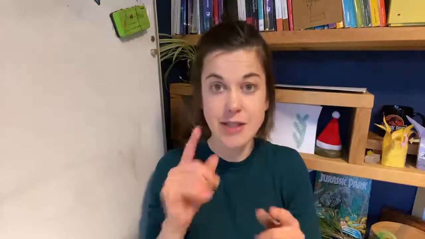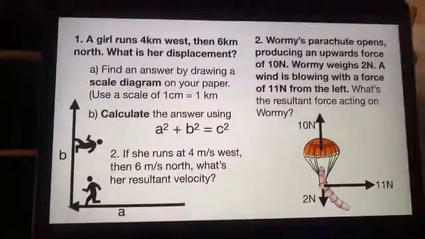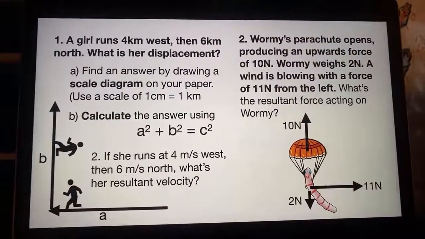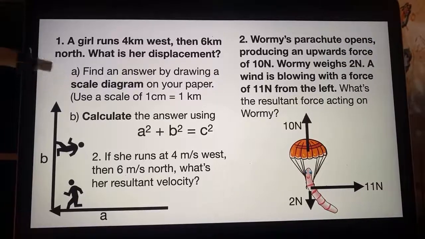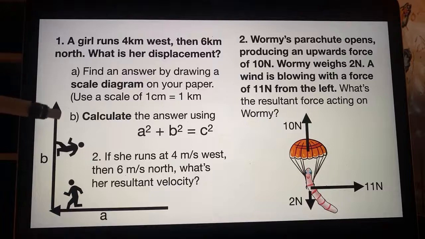So your scale is 1 centimetre equals 1 kilometre. They might ask you to do this in an IGCSE. So you can't just throw Pythagoras' theorem at it, even if you love Pythagoras. You've got to draw out the scale diagram, please, and then actually measure it like we did with the ant example. And B, can you then calculate the answer using a squared plus b squared equals c squared and see if you get the same answer? Question number 1, 2. If she runs at 4 metres per second west and then 6 metres per second north, what is her resultant velocity?